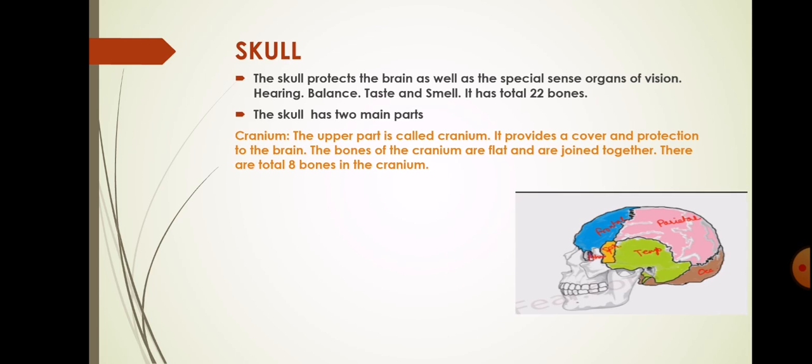Basically the skull has two main parts. The upper part, which provides cover and protection to the brain, is called the cranium. The bones of the cranium are flat and joined together with fixed joints, which we have already covered. There are fixed joints in the skull.